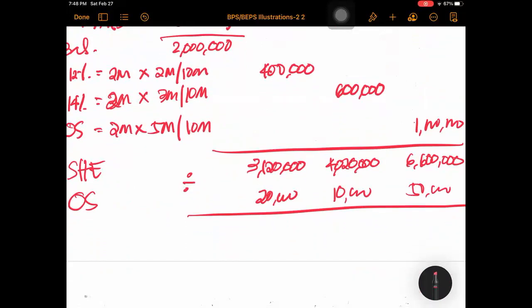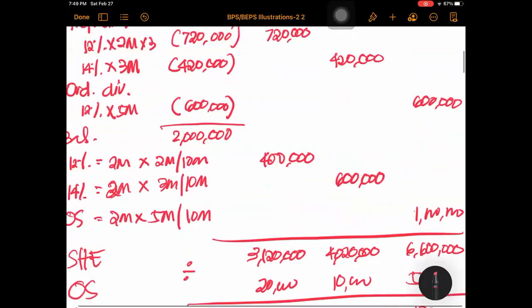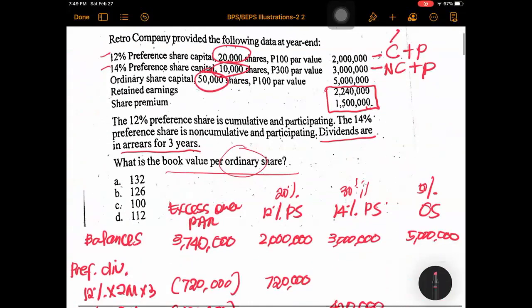Therefore, that's 3,120 divided by 20. That's 156 book value per share. 4,020 divided by 10. Then 6,600,000 divided by 50. That's 132. Na bang answer? Okay, the answer is letter A.